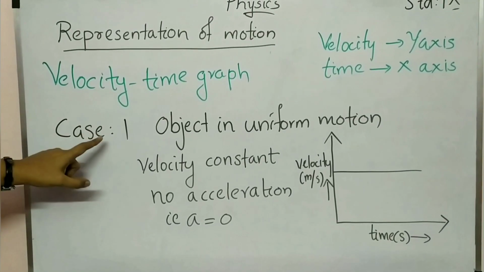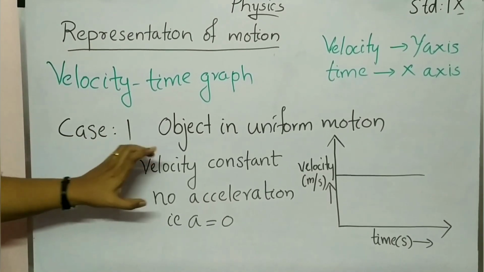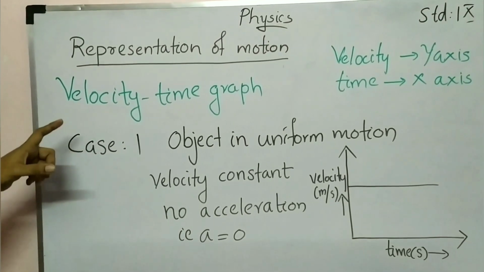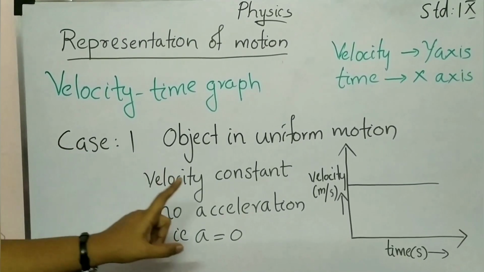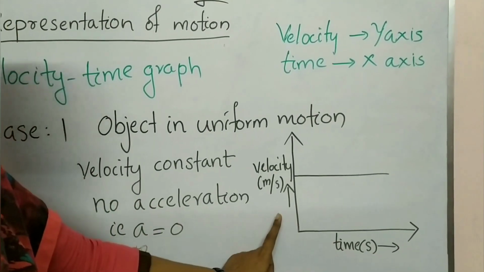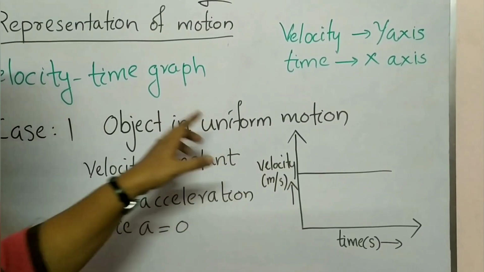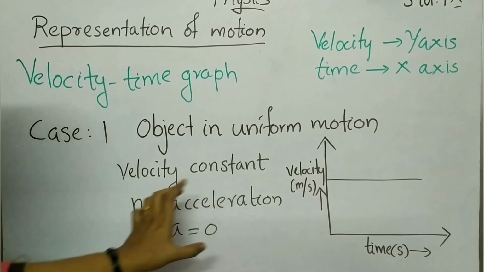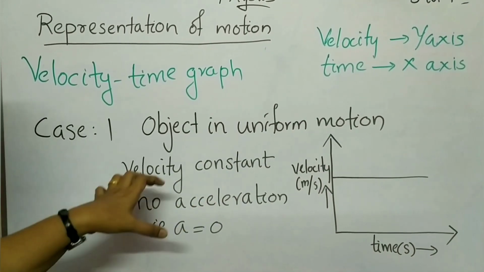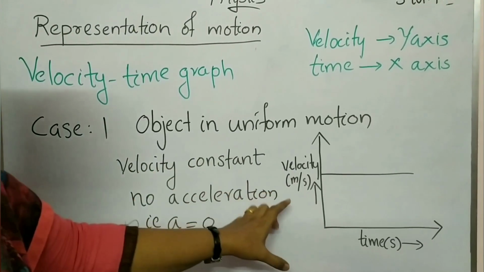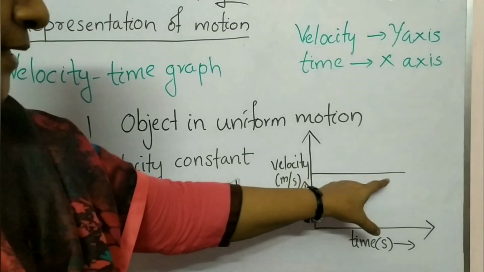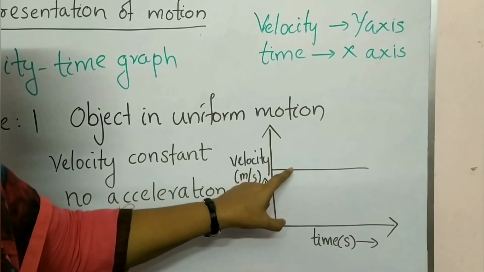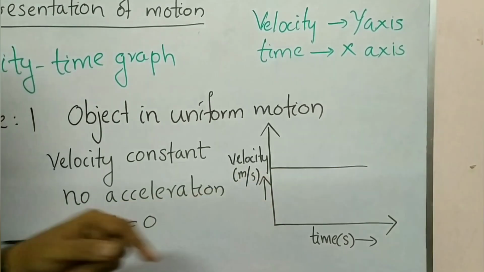So first case, if an object is in uniform motion, how do we represent that motion? How do we draw the velocity time graph of that object? Here you can see time along the x-axis, velocity along the y-axis. In this case, it is in uniform motion. The velocity of that object is constant. There is no acceleration; acceleration is 0 in this case. How to draw that graph? The graph will be a straight line parallel to the time axis. From this we can say the velocity of that object is not changing.